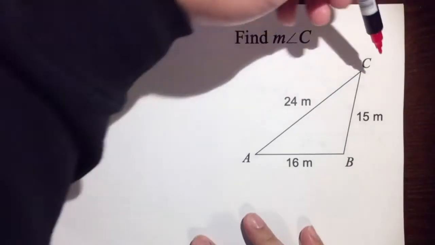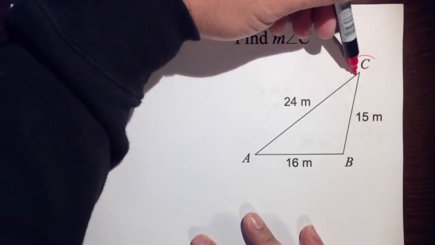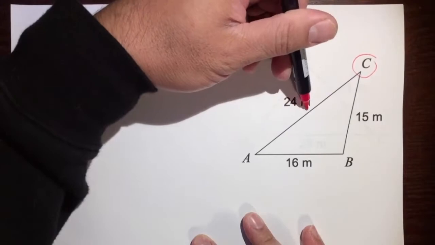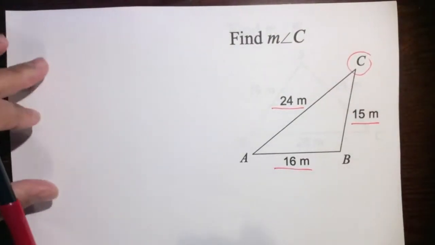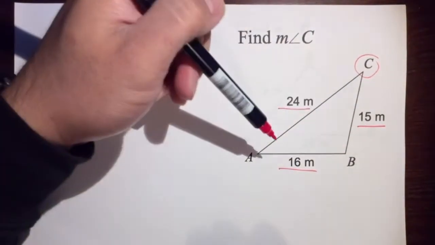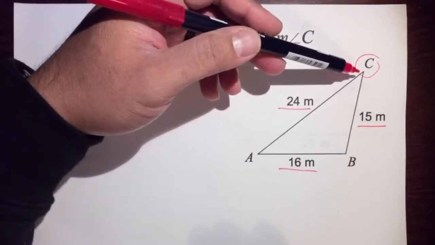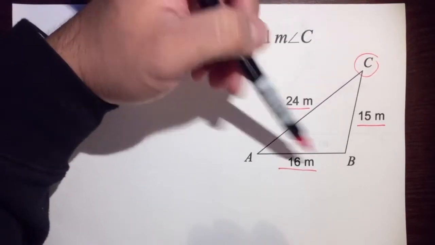Find angle C. So let's look at what we have. We have angle C, we have a side, we have another side, and we have another side in this triangle. We have side, side, side. We have three S's, and we're trying to find this one angle. So it's not a right triangle.